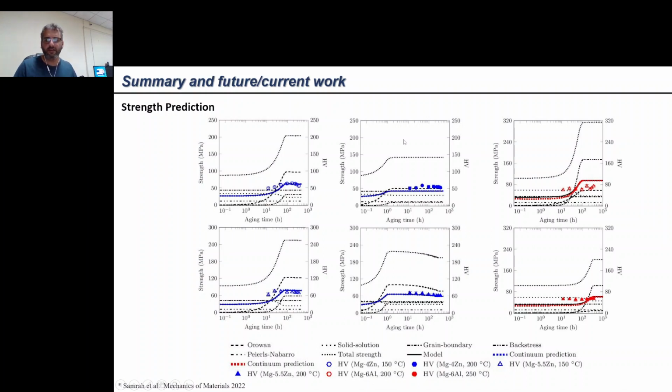What we have done in this framework is that we are not using any calibration parameters depending on the solute or the concentration of the solute. This is a unified framework where we are using one set of model parameters to predict the strength for different magnesium alloys. And we are regularly now testing this for other alloy systems as well. The details of this strength calculation framework can be found in this publication.